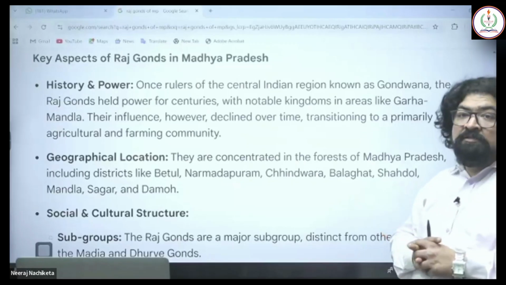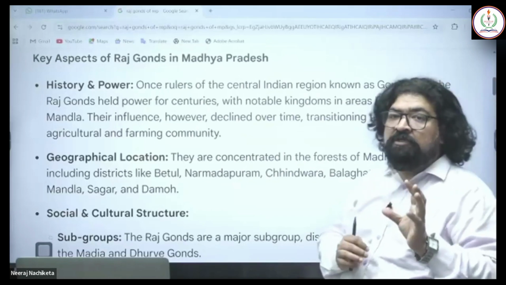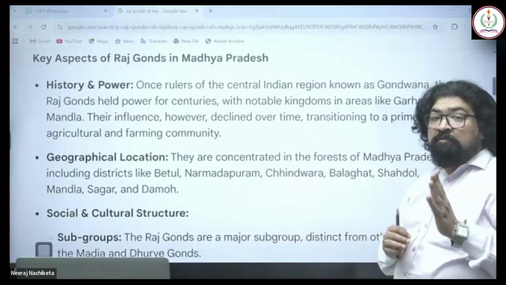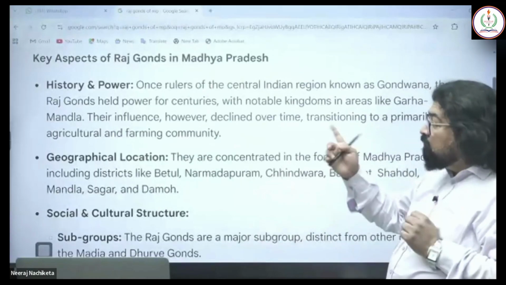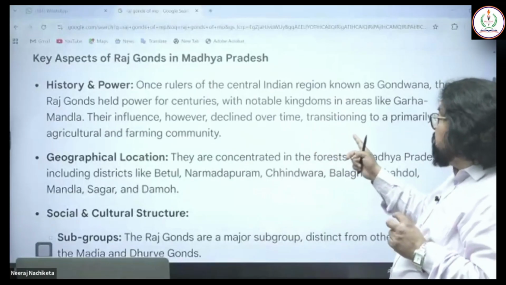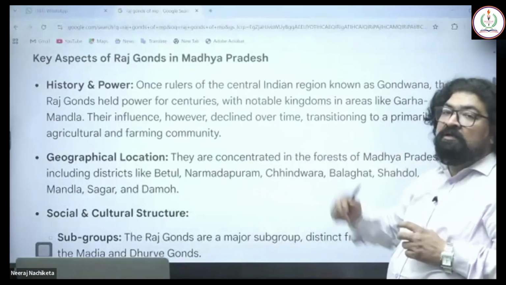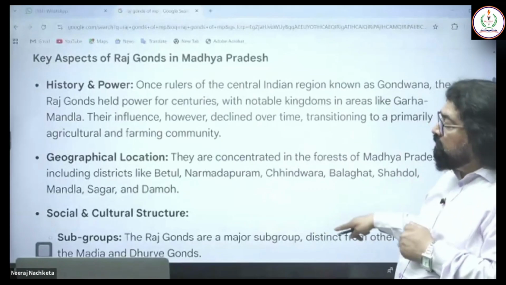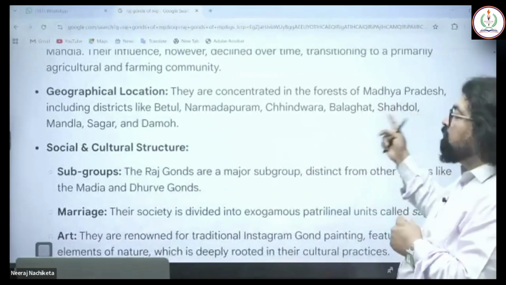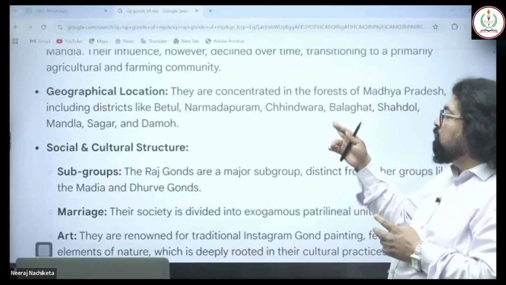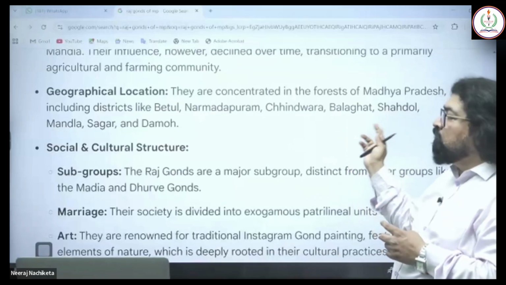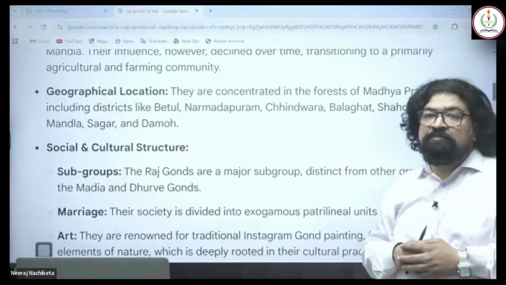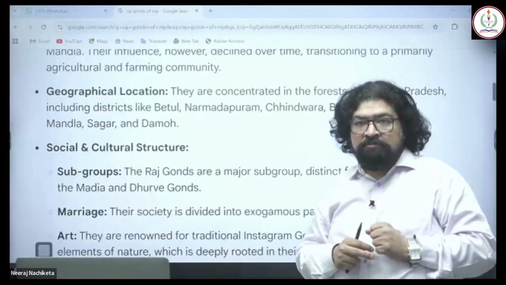Gad Mandala. Gad means fort. Gad is a Hindi word, means fort, killa. Mandla is a place in Madhya Pradesh. Their influence, however, declined over time, transitioning to a primarily agricultural and farming community. Now they have reduced to an agriculture and farming community. Now see, they are concentrated in the forest of Madhya Pradesh: Betul, Narmadapuram, Chhindwara, Balaghat, Shahdol, Mandla, Sagar, Damoh. These are the districts of Madhya Pradesh where Raj Gond people live.